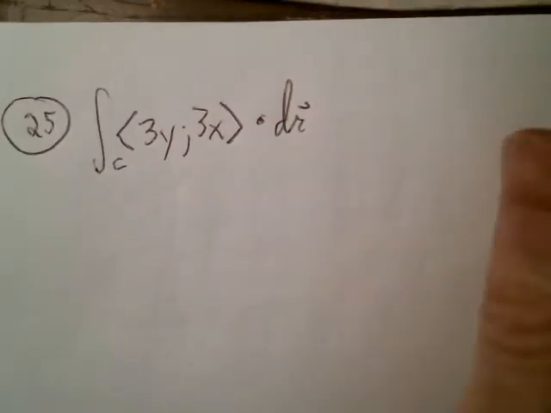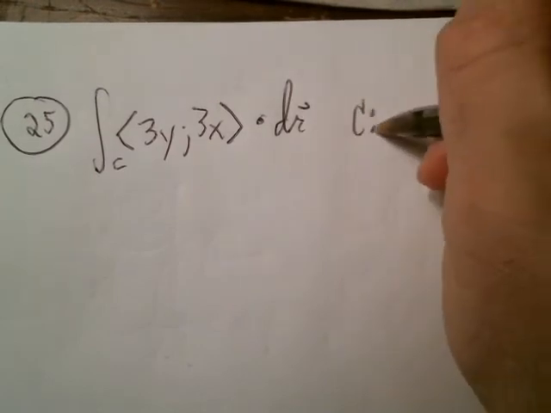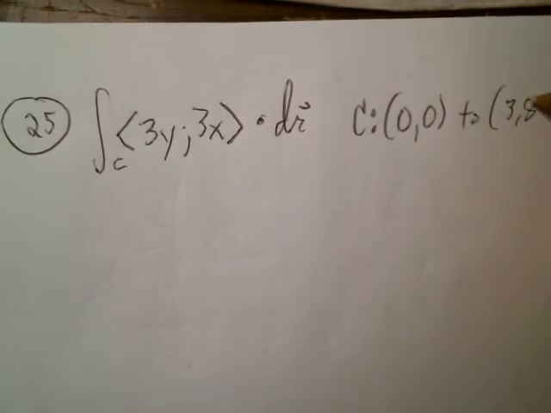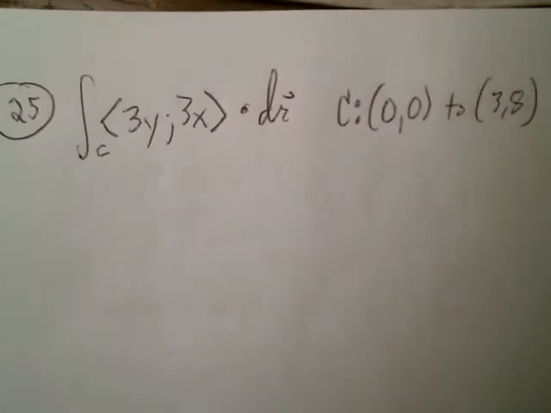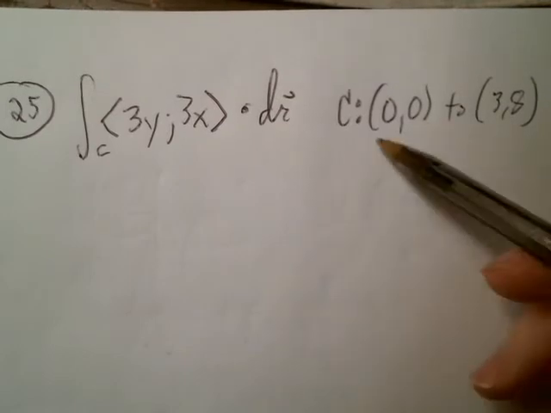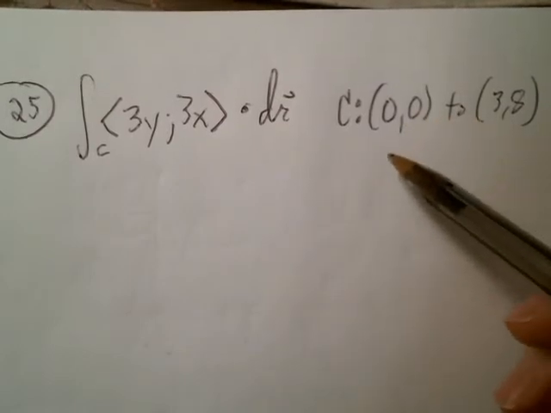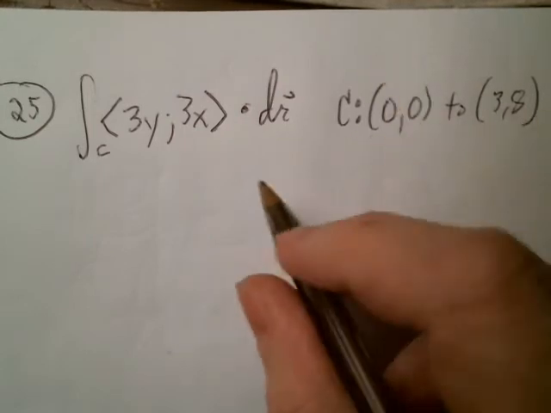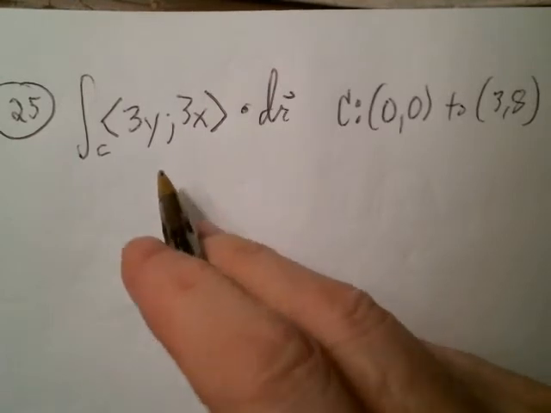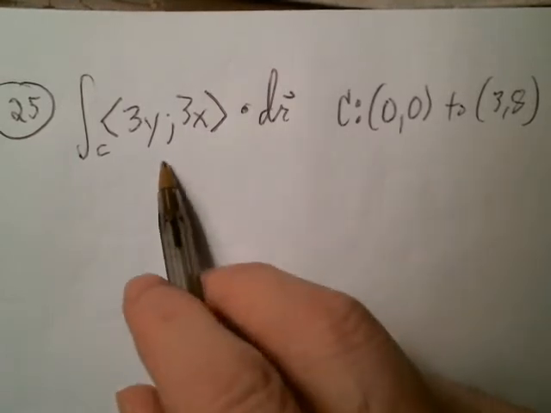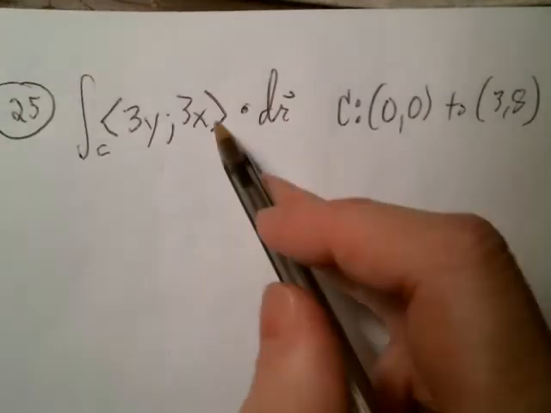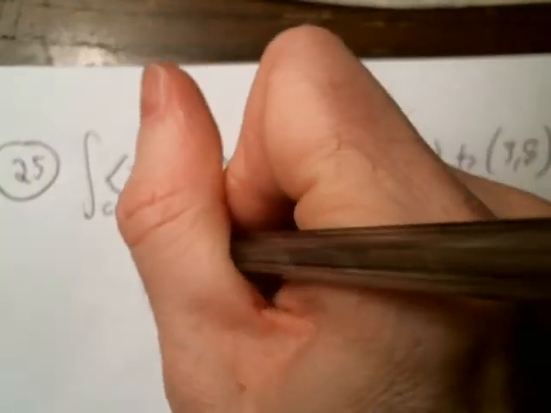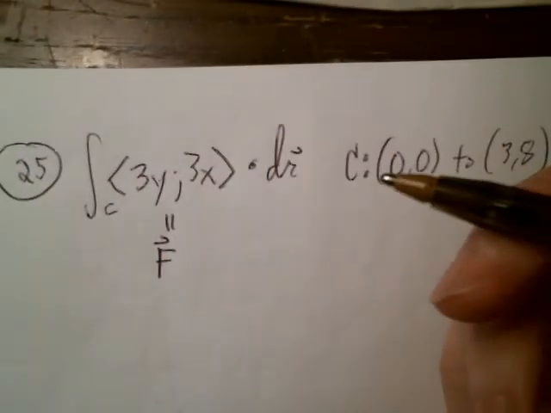Okay, and we're integrating over the curve from (0, 0) to (3, 8). So the point is now I don't have to figure out the vector valued function that represents the line from here to here or anything like that. Don't need that anymore. You can still do it that way, but if you want instead, you can now show that this vector field is conservative, and this is the vector field here. So this thing, as crazy as it looks, is the vector field.